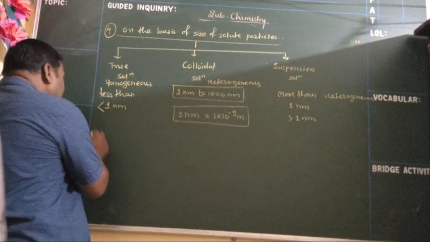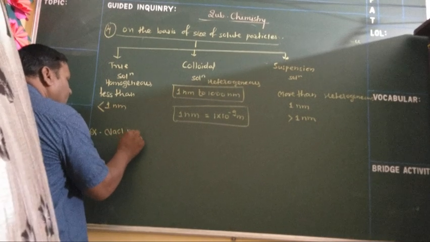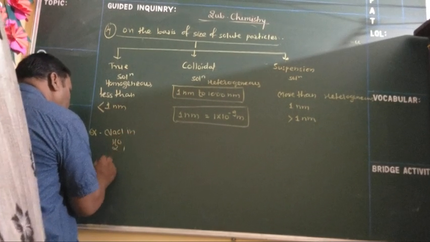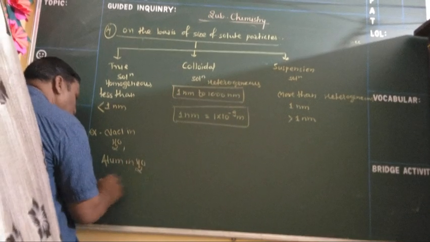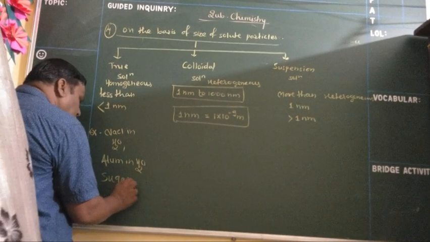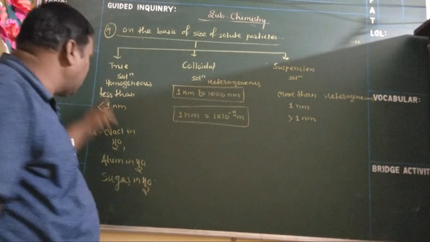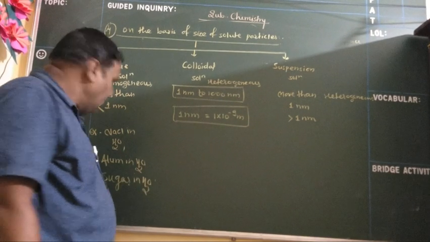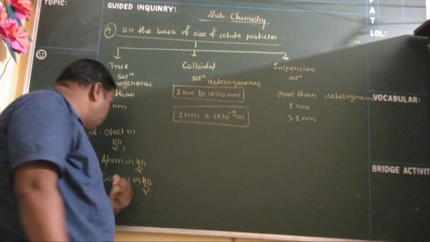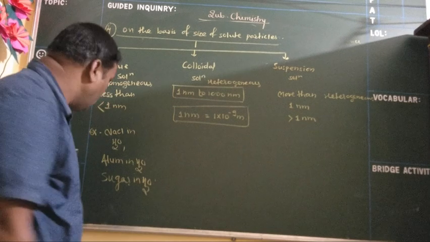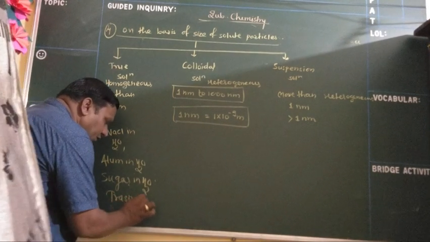So examples are just here. NaCl in water, alum in water, sugar in water. These are all true solutions, meaning these crystals are completely dissolved. NaCl is completely dissolved in water, alum is completely dissolved in water, and sugar is also completely dissolved in water. And you know the true solutions are transparent.